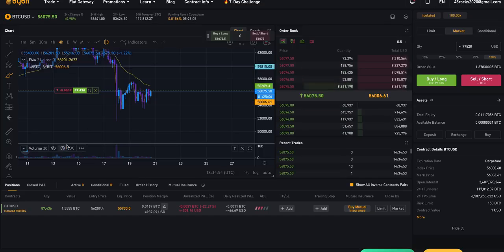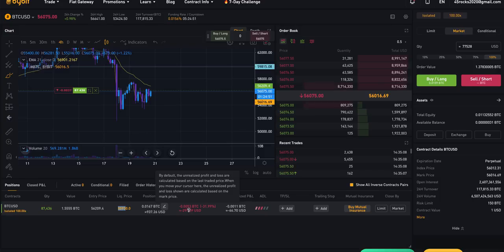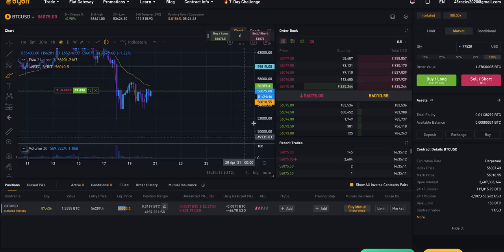Now, look at this, guys. Just think about this for a second. If the price goes down just another $100, give or take, I'm going to lose my entire account. My entire account will get liquidated. Even though I'm only down $300, my entire $1,000 account will get liquidated if the Bitcoin price drops another $100. This is why it's so risky to trade with high leverage. And this is 100x. Don't ever use 100x, guys. This is crazy. This is nuts.